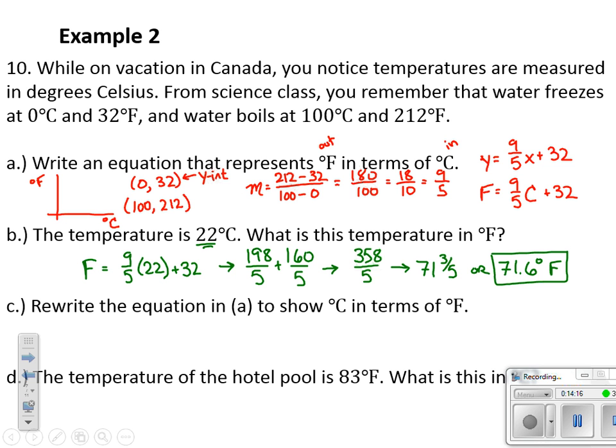It's always so cool to me to see, because you're so used to seeing 22 degrees and you shiver immediately. But in Celsius, that's actually pretty comfortable.